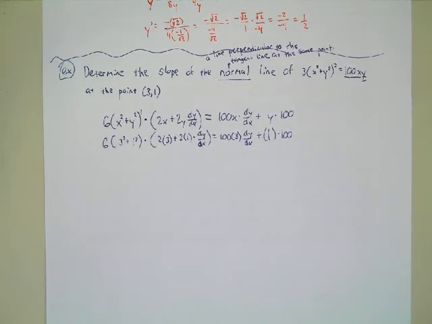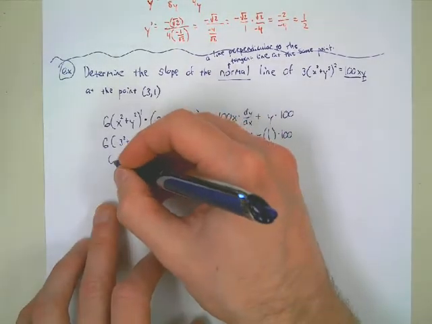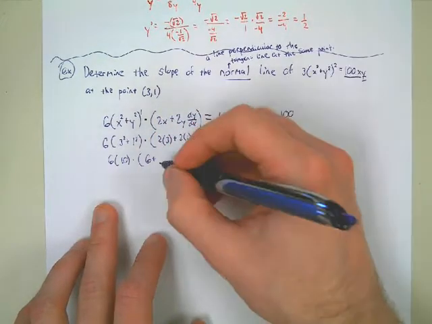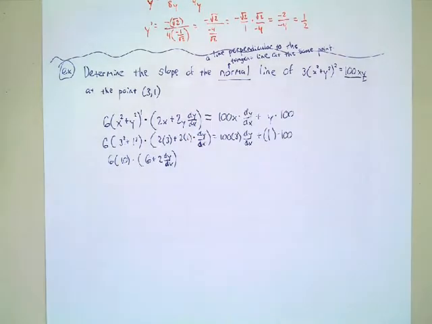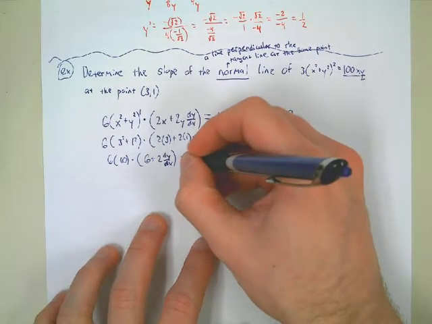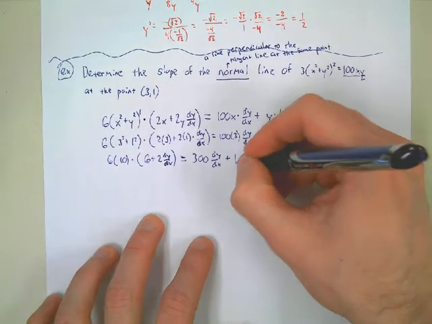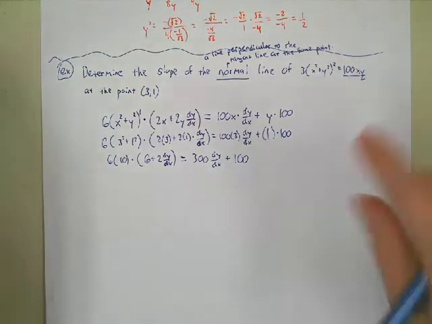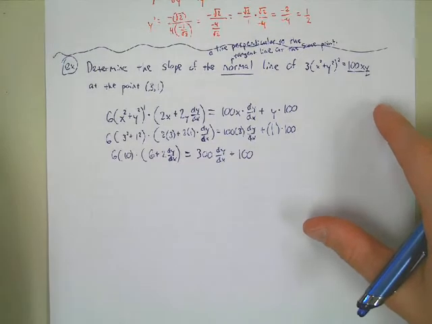Okay, so let's see here. So 3 squared is 9, plus 1 is 10, so I get 6 times 10, times, let's see here, 6 plus 2 dy dx equals 300, okay, dy dx plus 100.